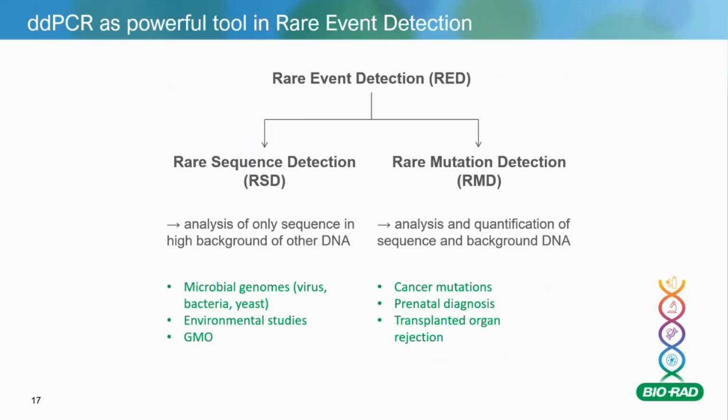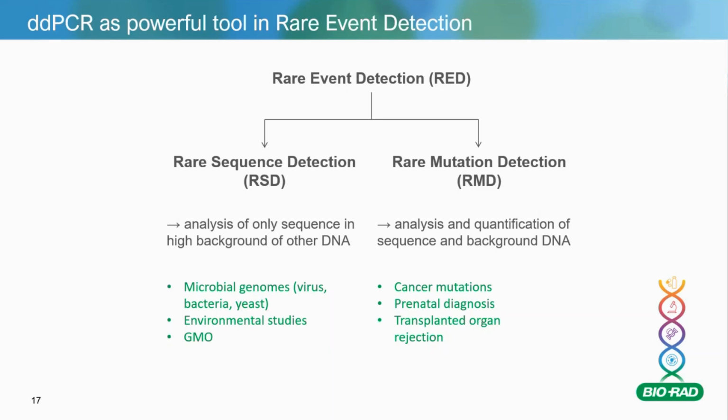And this is where ddPCR comes in. It's really a powerful tool in rare event detection. When we're talking about rare event detection, there are two sorts of splits. There's rare sequence detection, which is your analysis of a sequence in the high background of DNA, so you're only looking at that specific sequence.